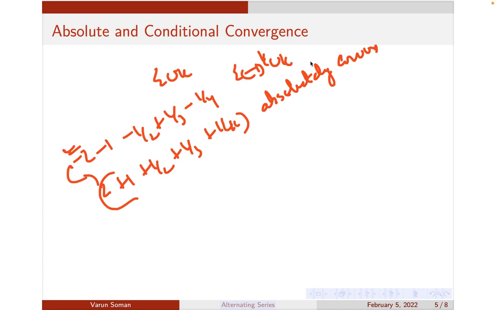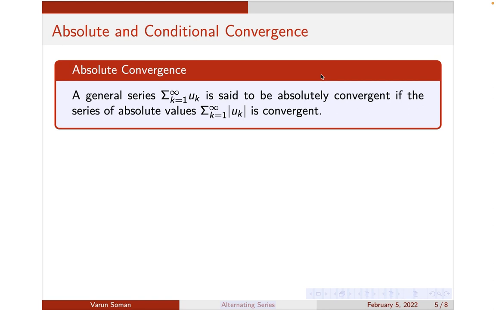The result states that every absolutely convergent series is convergent. So you can usually show this using many of the comparison tests, ratio tests, root tests, because it is actually a positive term series. So if this series is convergent, we will say that the given series is absolutely convergent, and hence it is convergent, because every absolutely convergent series is convergent. Okay, so this is the definition: a general series sigma uk is said to be absolutely convergent if the series of absolute values is convergent.